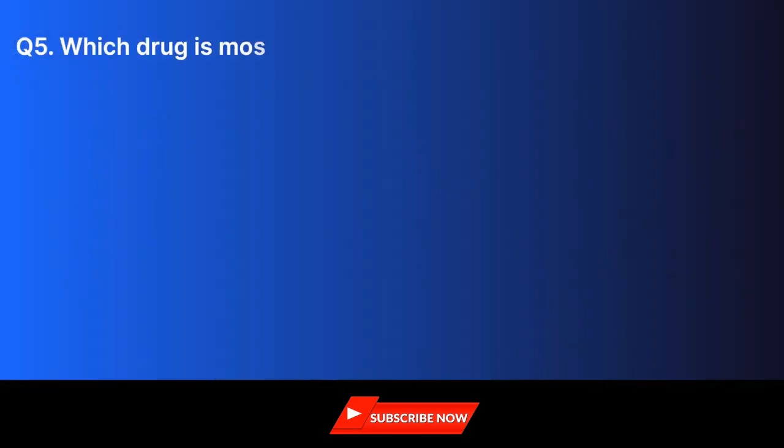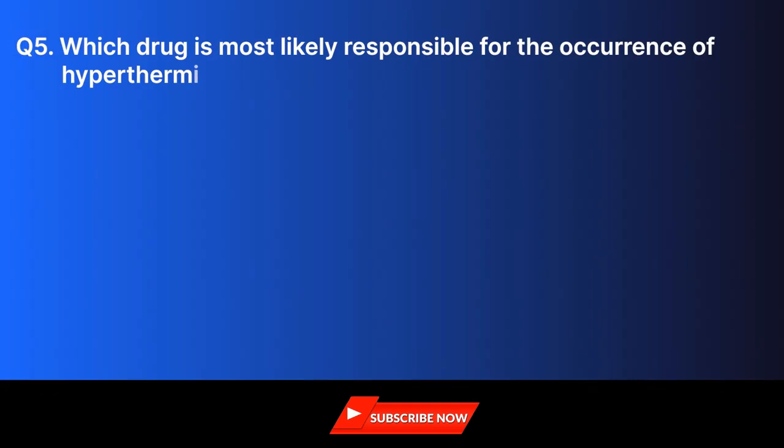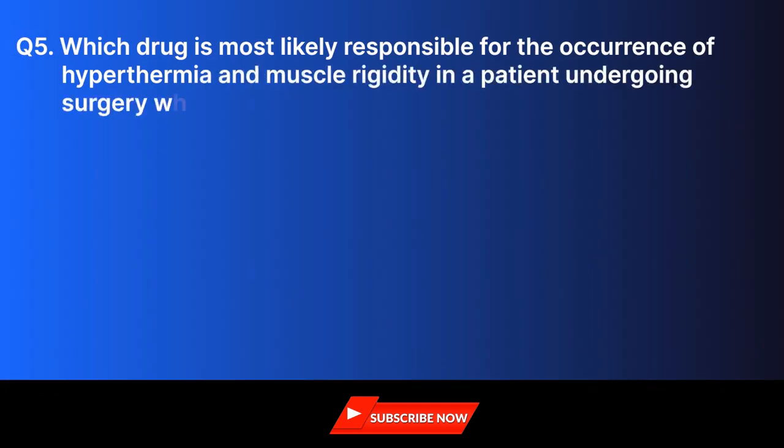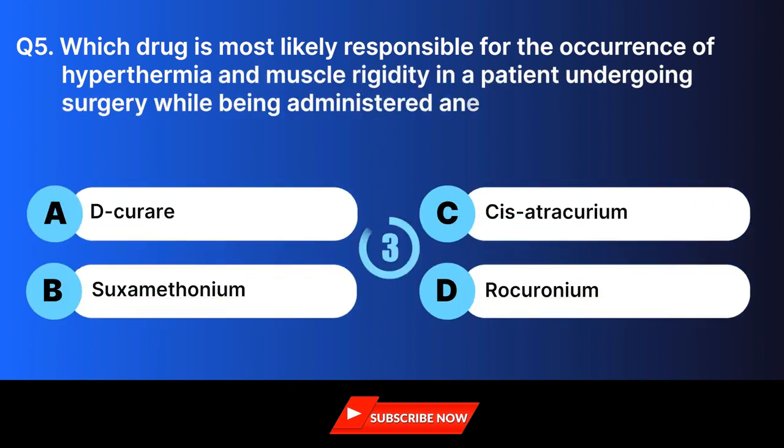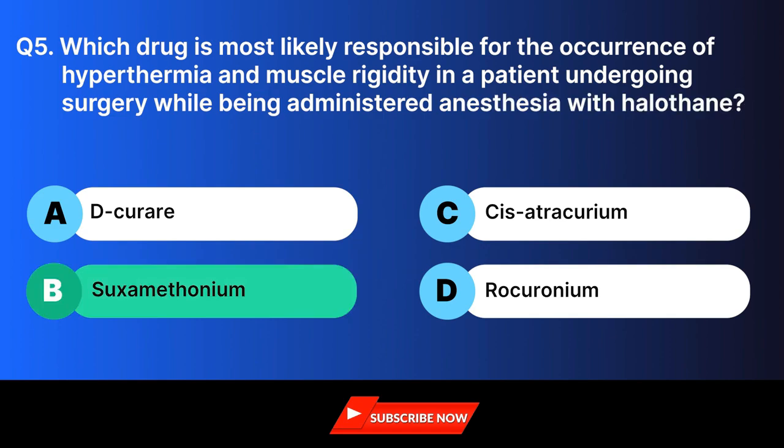Number 5. Which drug is most likely responsible for the occurrence of hypothermia and muscle rigidity in a patient undergoing surgery while being administered anesthesia with halothane? Your options are. And the correct answer is suxamethonium.